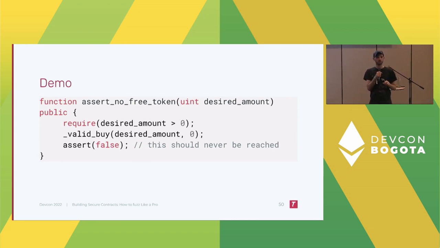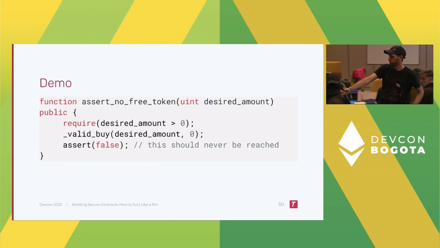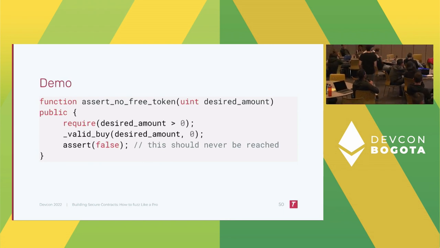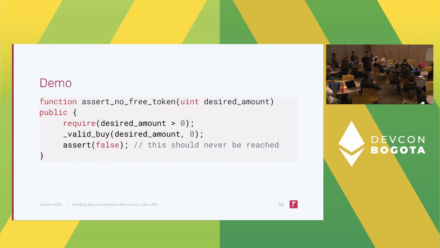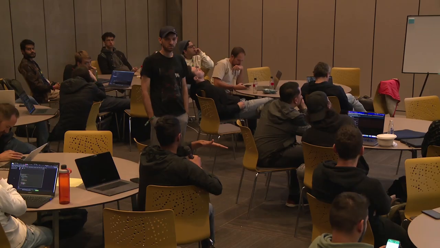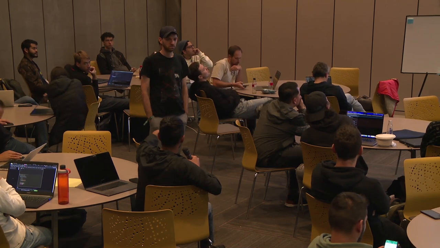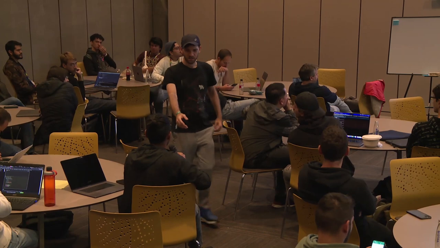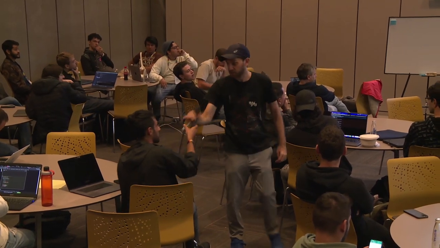So any questions? Yes. As you mentioned, in this case we are basically sacrificing only one case, which is when it's zero. But is it going to run over the whole range of uint256? Because that's a really large range, and it doesn't make sense to test all of that in some cases. Yeah, exactly.